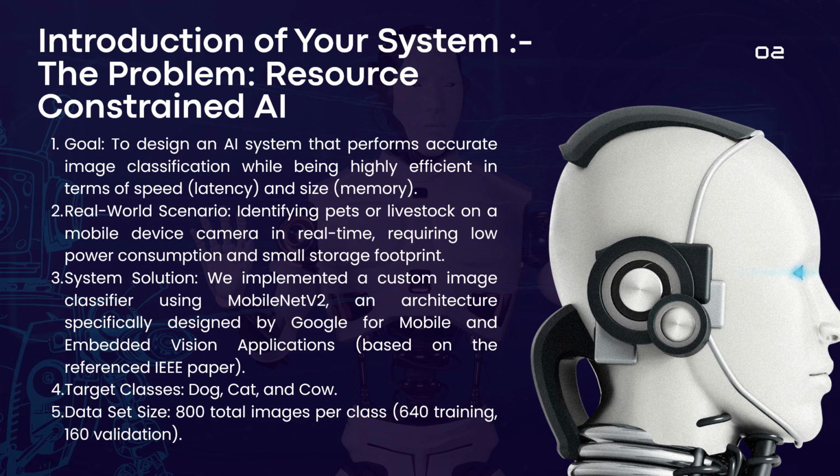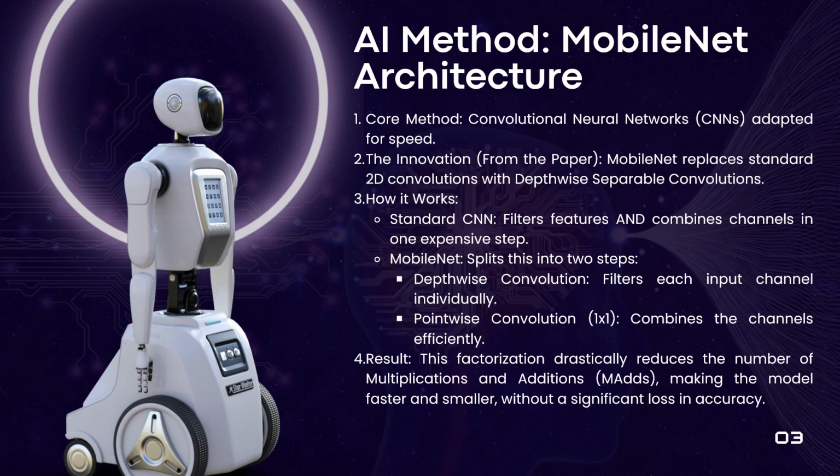mobile camera. I use 800 images per class to build a robust dataset. The key is the AI tool itself. MobileNet V2. Traditional neural networks are slow because they filter and combine features in one complex step. MobileNet avoids this using a technique called depth-wise separable convolution. This splits the process into two much cheaper steps, filtering features and then combining them. This drastically reduces the calculation needed, which is the secret to its efficiency.